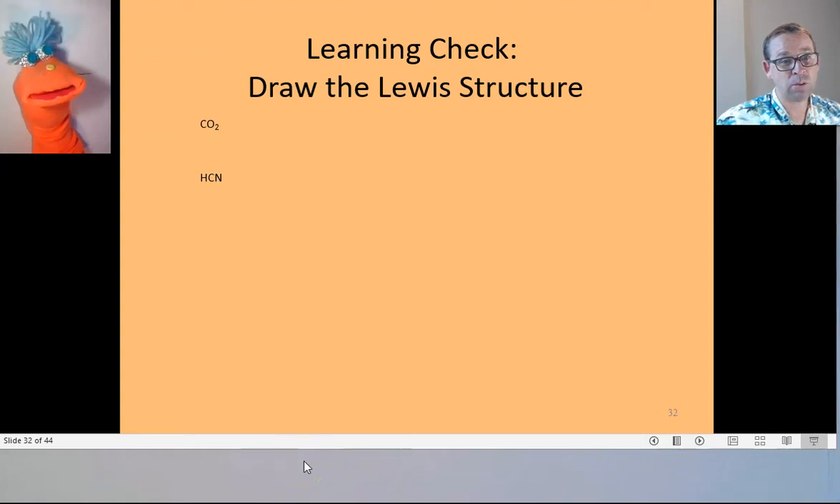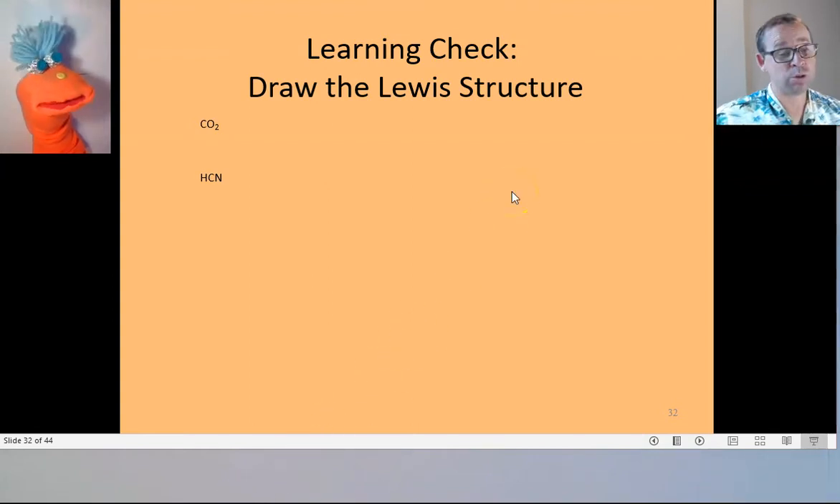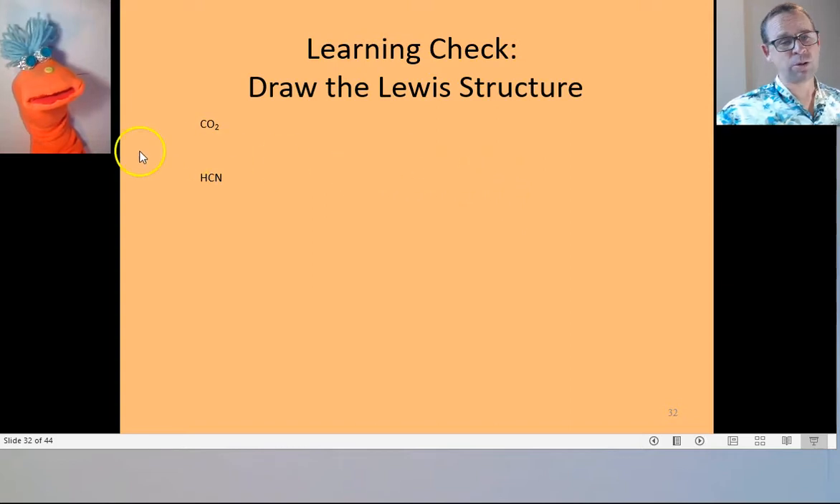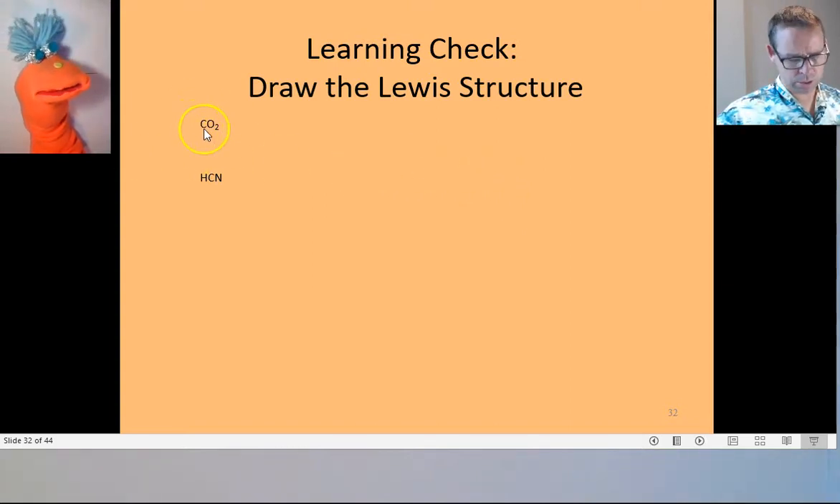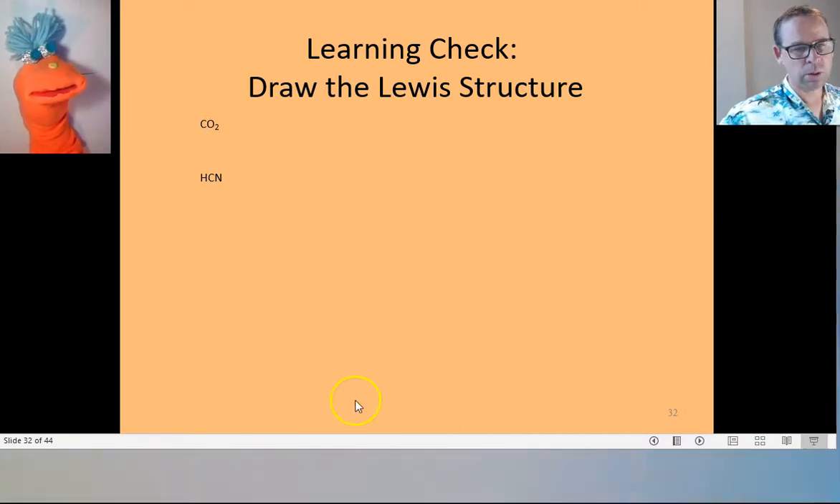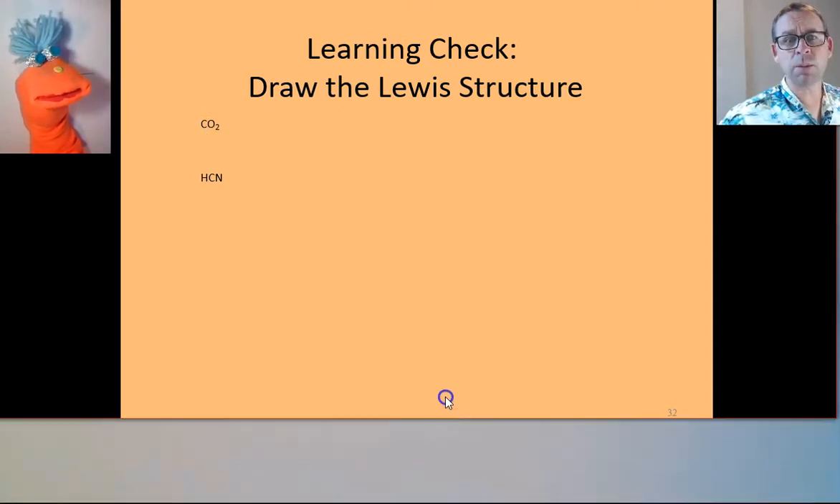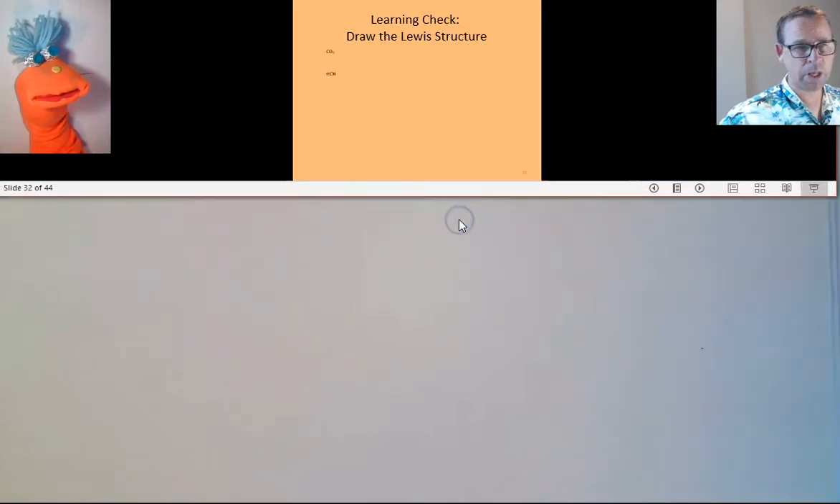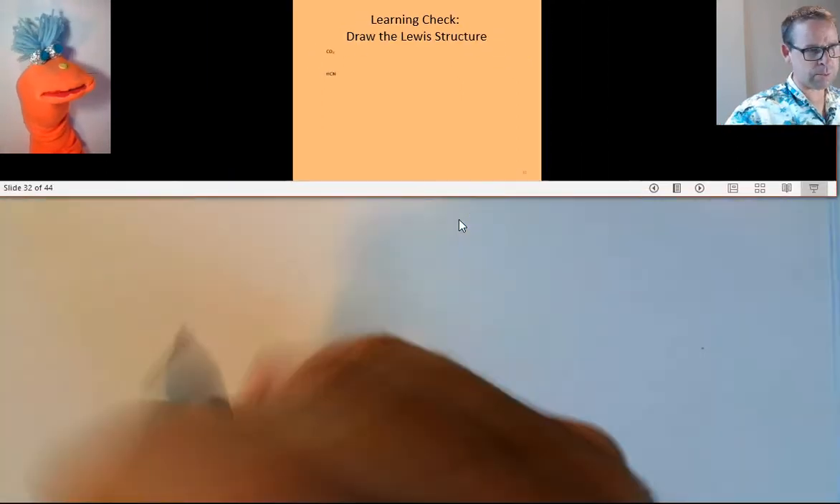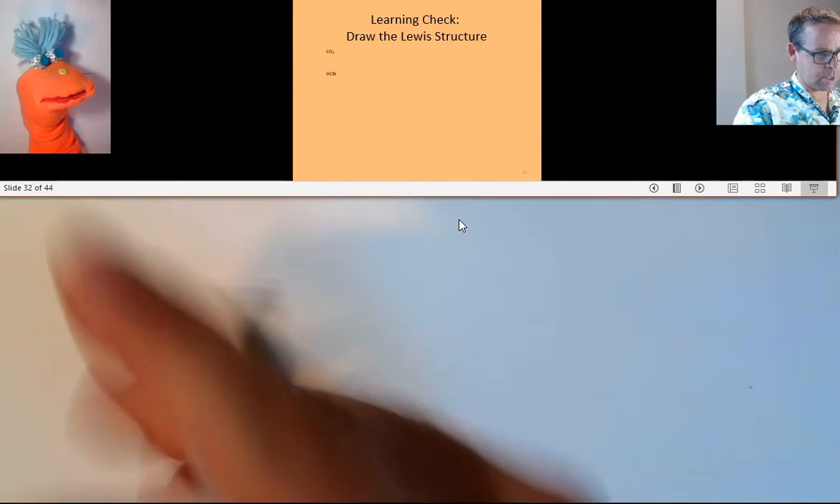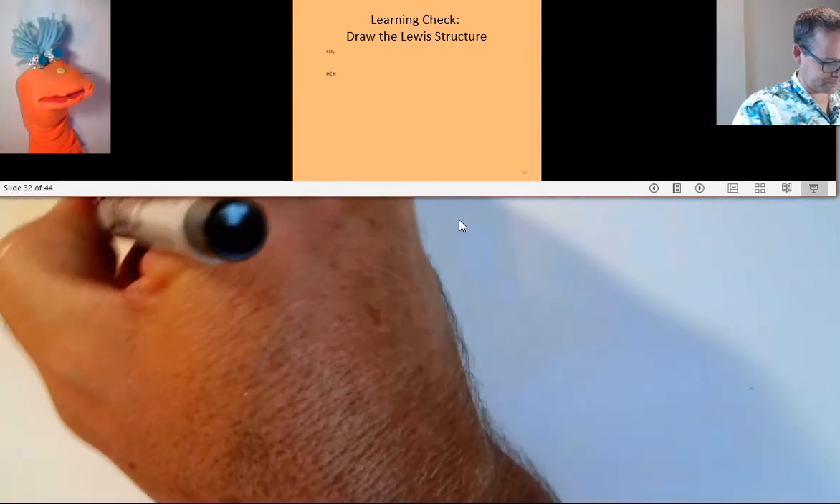All right, so we're going to practice drawing some more Lewis dot structures. All right, let's draw a Lewis dot structure for carbon dioxide, CO2. This is a very classic Lewis dot structure to draw, which teaches us about double bonds. Okay, so can you help me out, Fred? I'm ready. Okay, here we go. CO2.